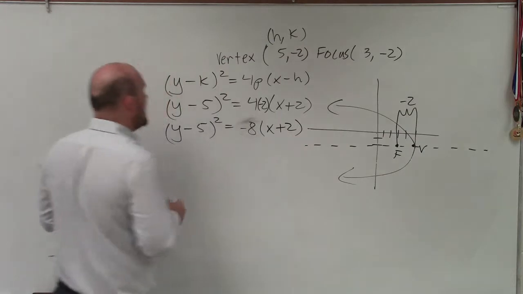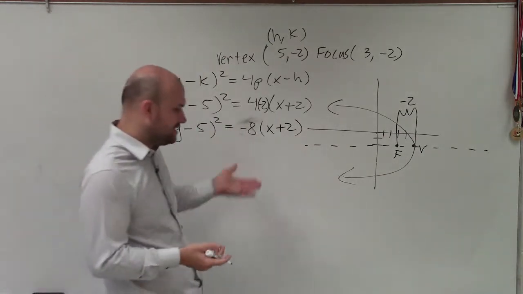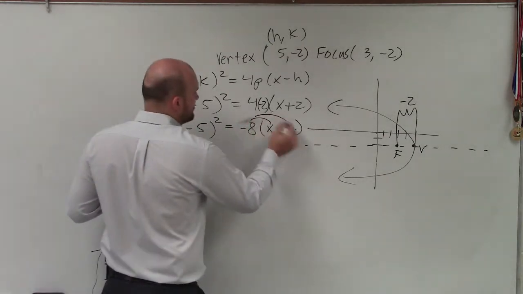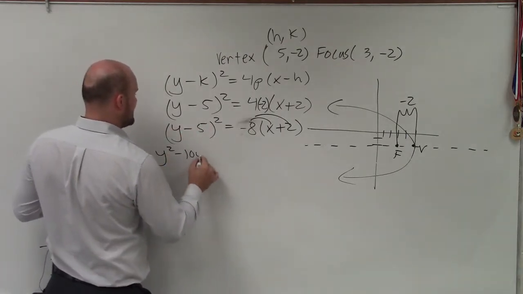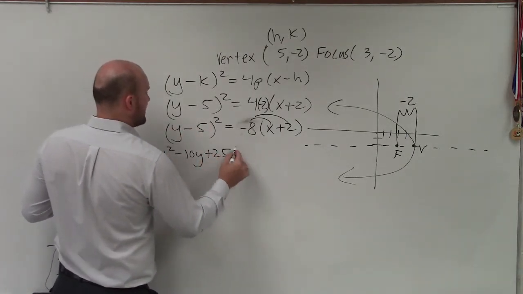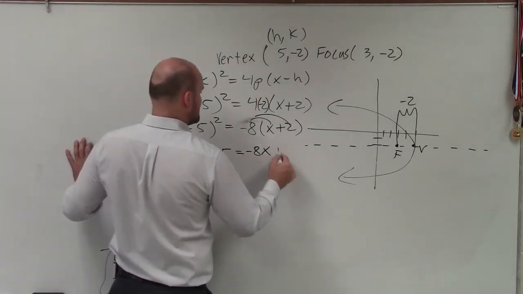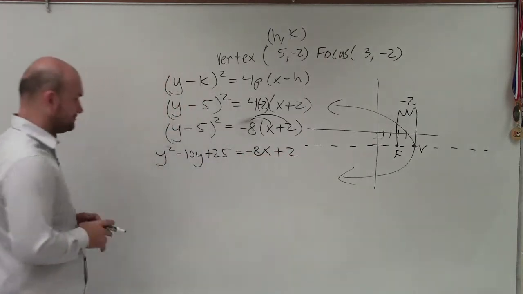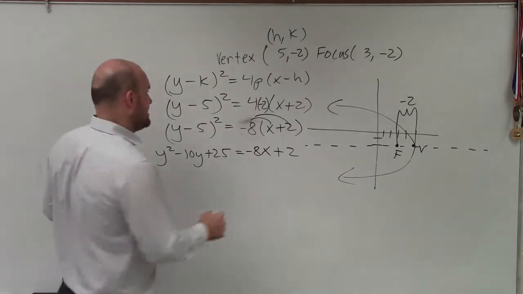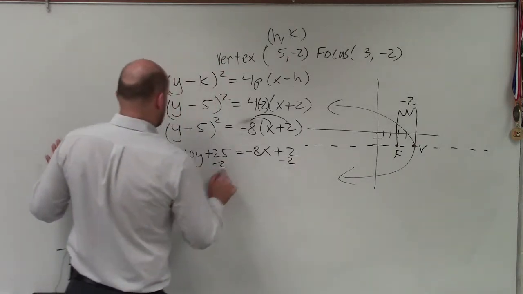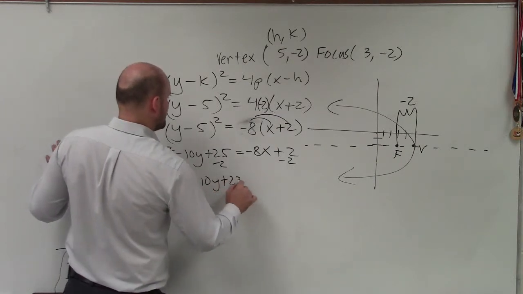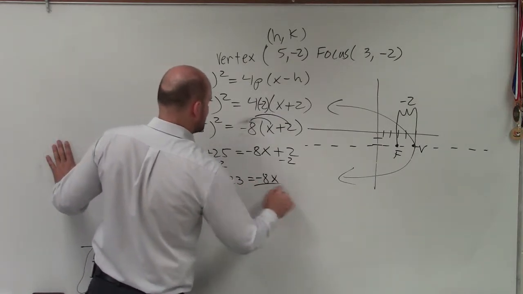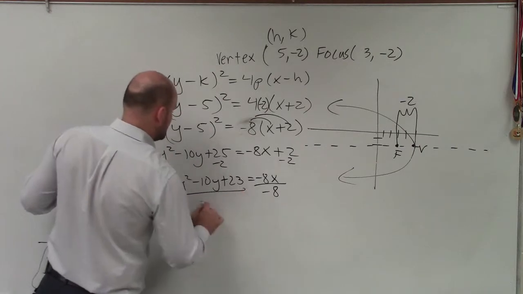plus 2. Now, if I wanted to write my equation in standard form, I could distribute and multiply this out. So I get y squared minus 10y plus 25 equals -8x plus 2. And then to solve for x, I would subtract 2. I have y squared minus 10y plus 23 equals -8x. Divide by -8.